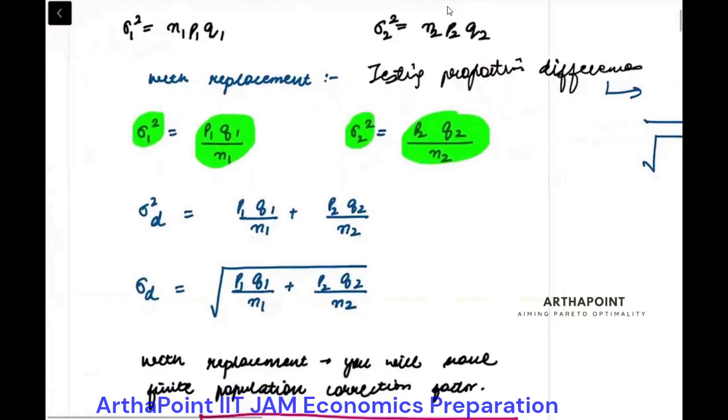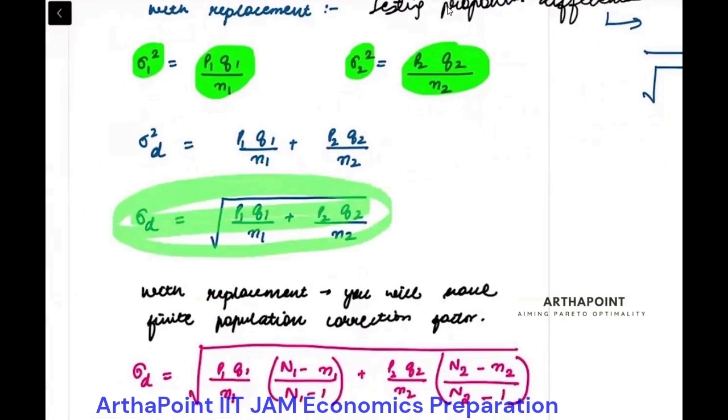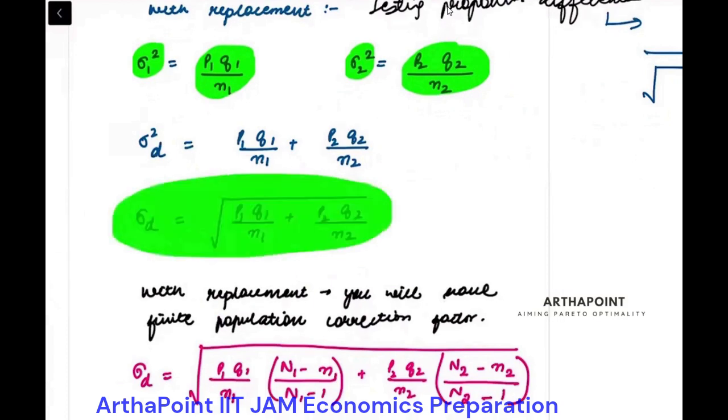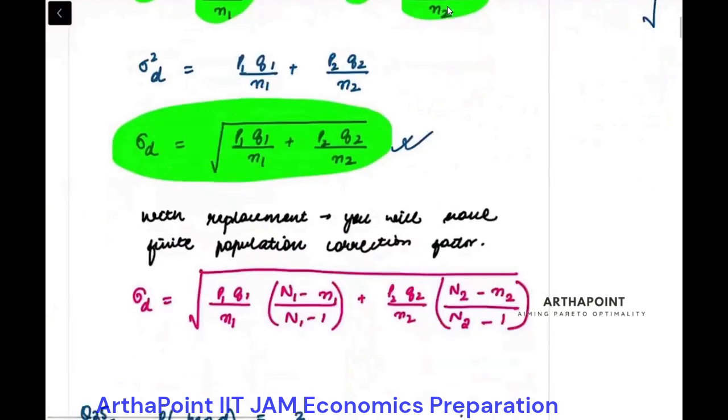So basically, this is exactly what we are doing. Usually, your denominator is the square root of P1 Q1 by N1 plus P2 Q2 by N2. This is what we usually use for differences in proportion. But because that is with replacement, for without replacement we will use something known as a finite population correction factor. So in the finite population correction factor, we will have this factor.